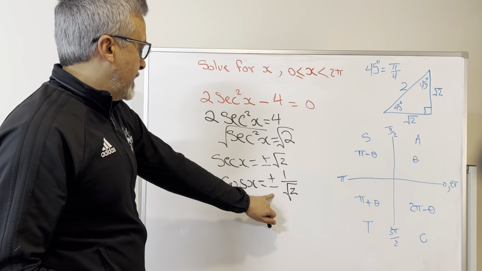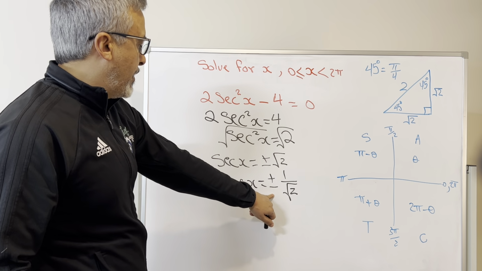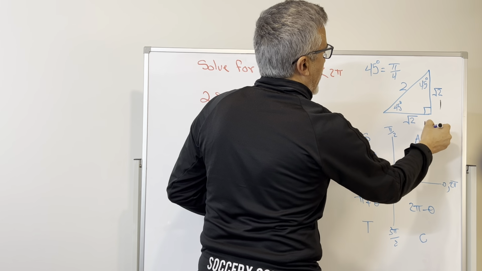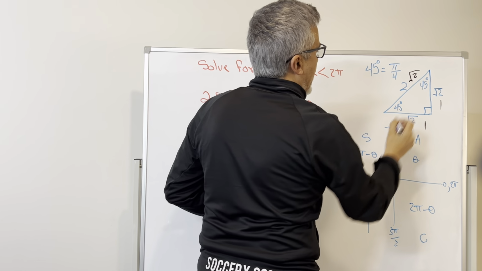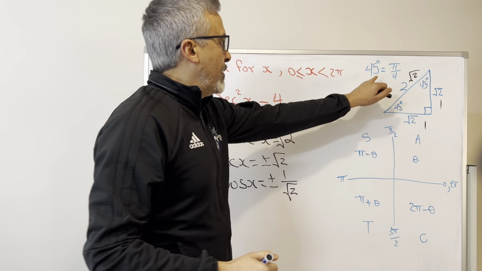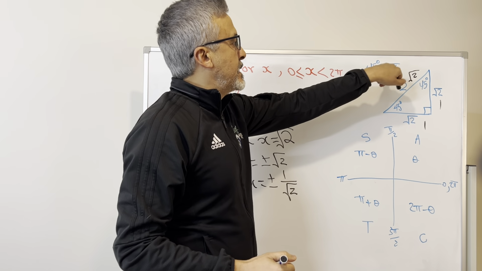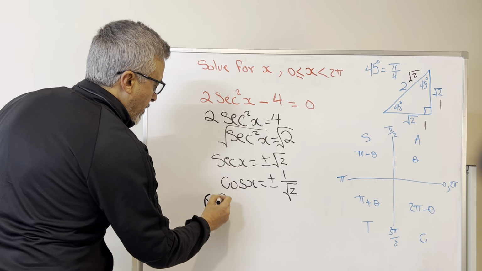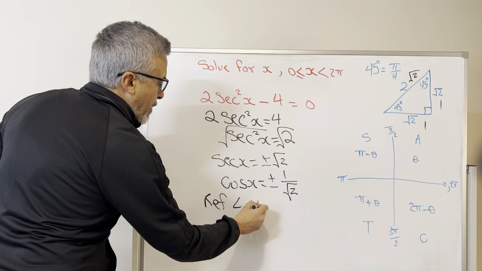And that is the special angle triangle, which is the 45 degrees. So that's basically 1, 1, root 2 if you wish to see it like this. So the angle that has a cos of 1 over root 2 is the 45, and in radians it's pi over 4. So definitely my reference angle is the pi over 4.